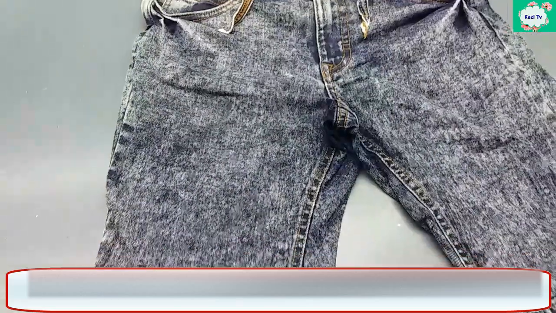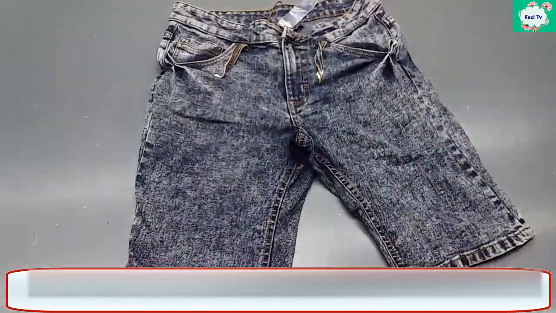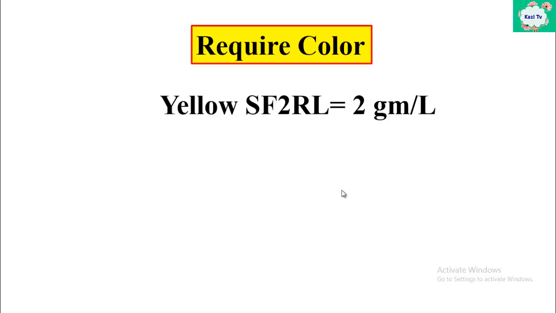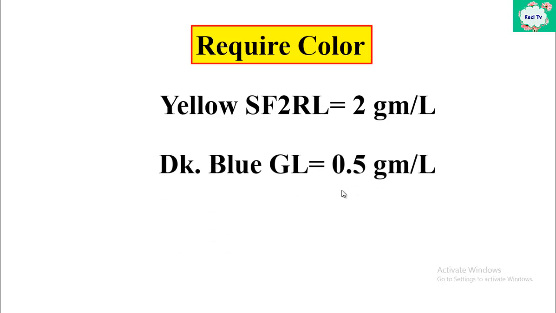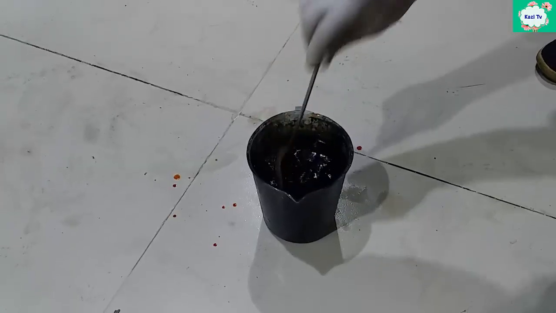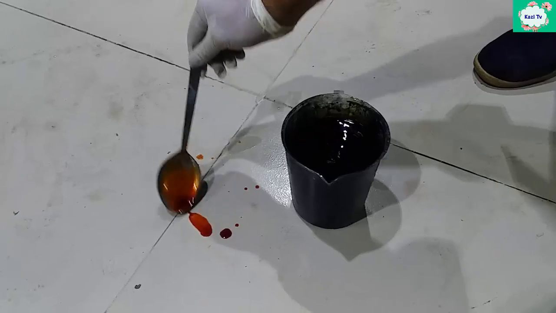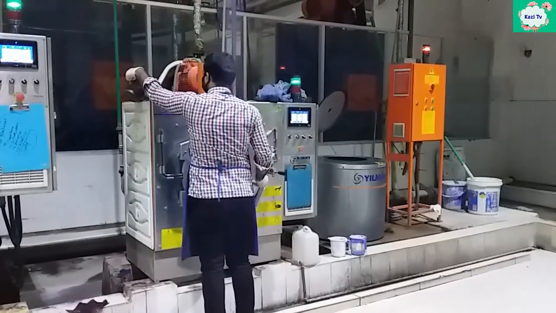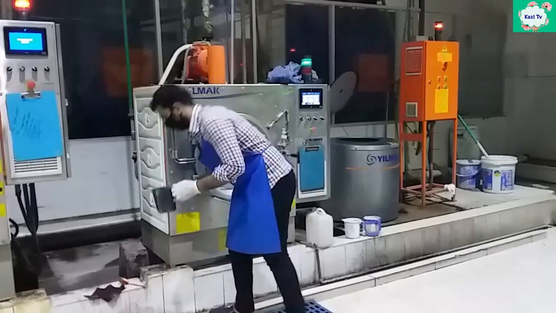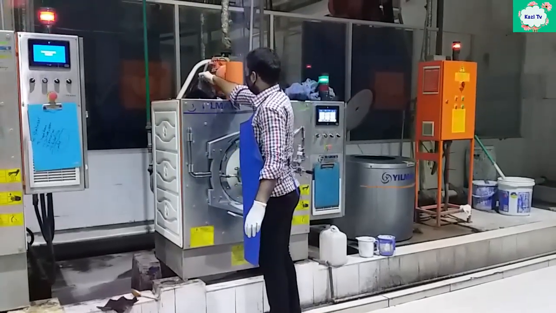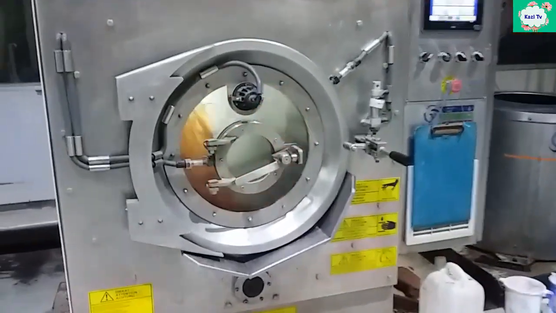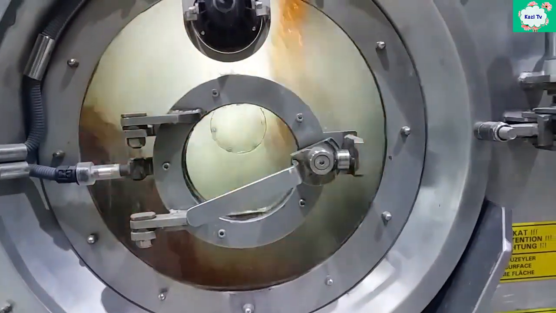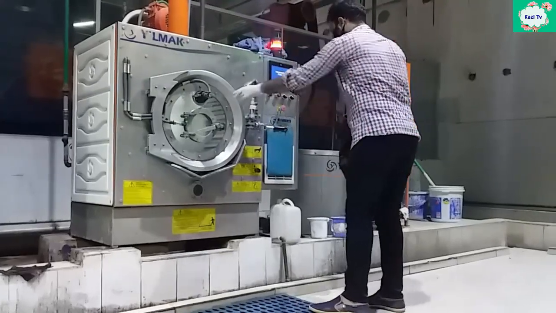Now we will dye the sample. To get this tone, we will use yellow SF 2RL 2 gram per liter, dark blue GL 0.5 gram per liter. Dyeing is complete. Now hydro the sample.